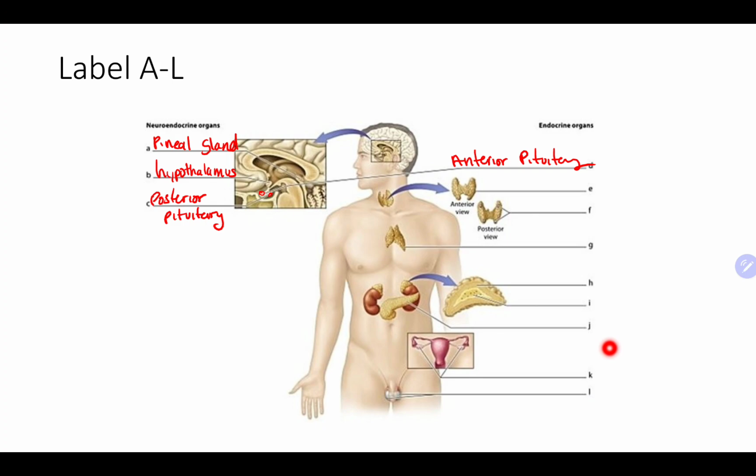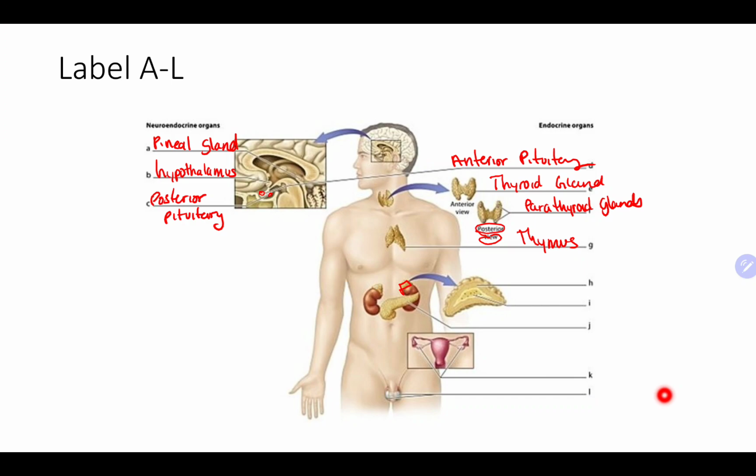E shows us an image of the thyroid gland. It's in your throat area. Whereas F is a posterior view of that thyroid gland. And we know that on the back of the thyroid gland, we have the parathyroid glands, like 4 to 8 of them on the back, highly vascularized. G is the organ that slowly atrophies as you age, that's going to be the thymus, okay?